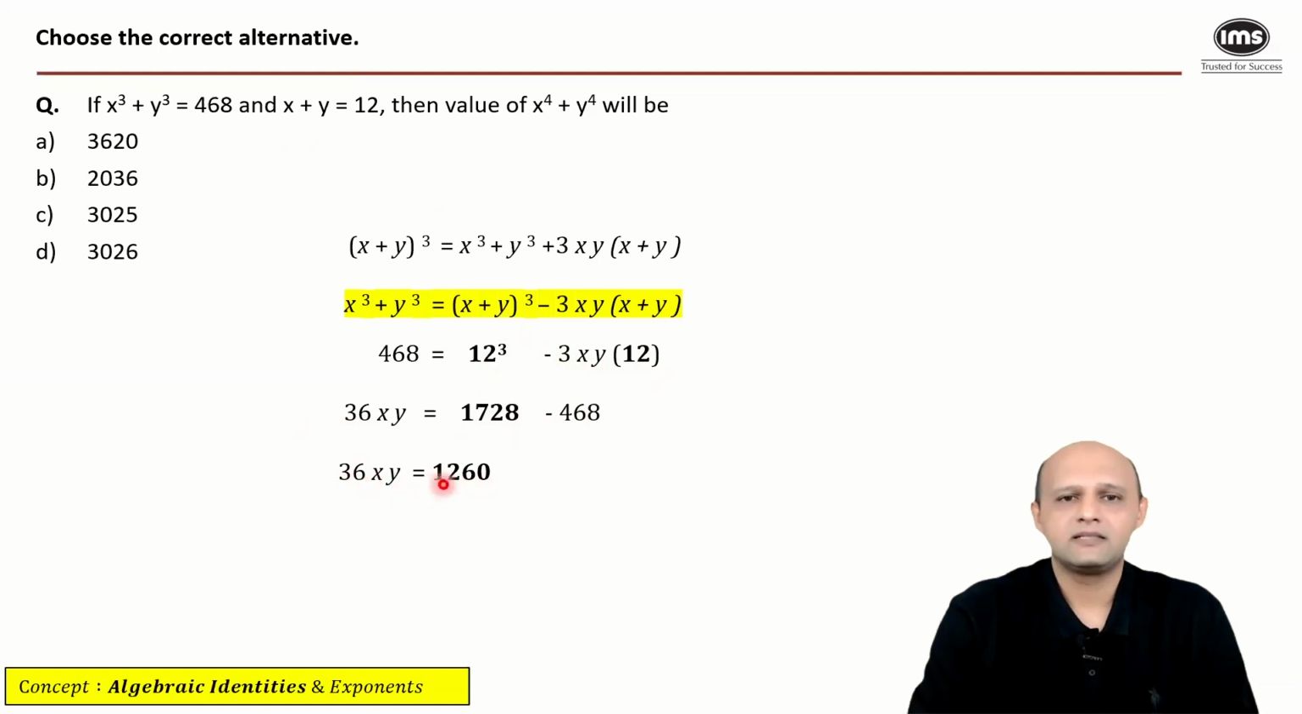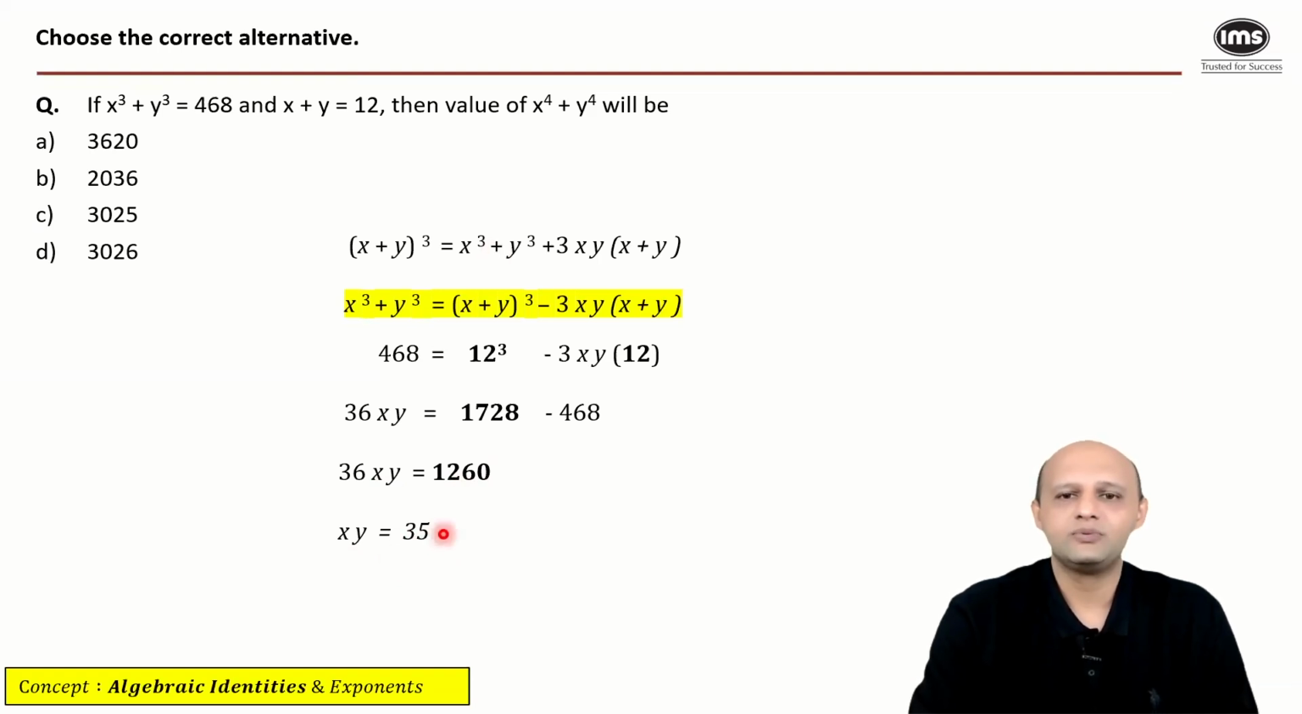36 into 3 is 108. You're left with 180. 36 into 5 is 180. So the product of x and y is 35. Now, two numbers whose sum is 12 and product is 35.